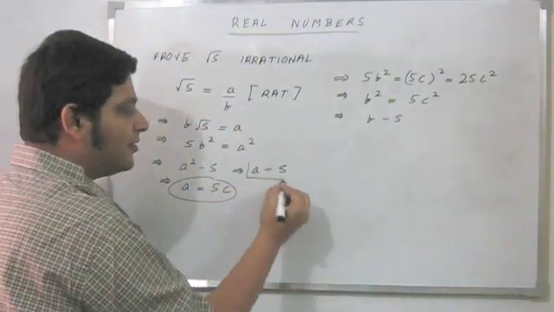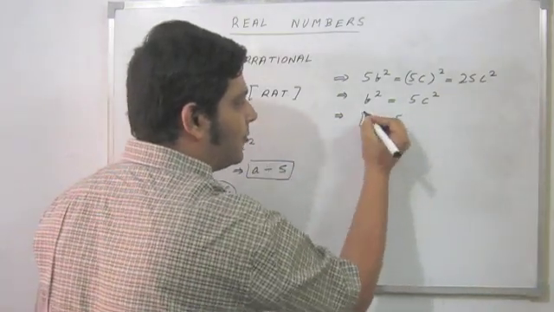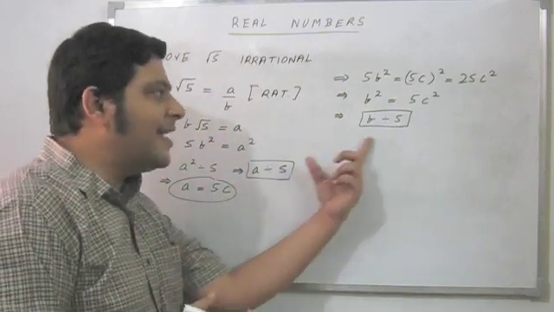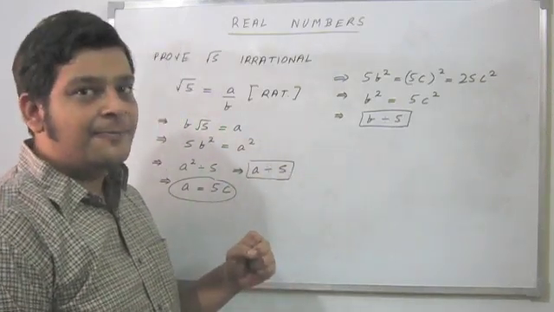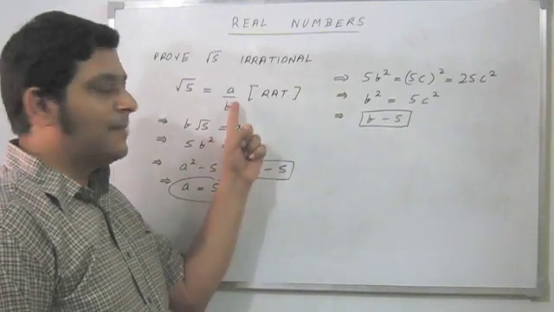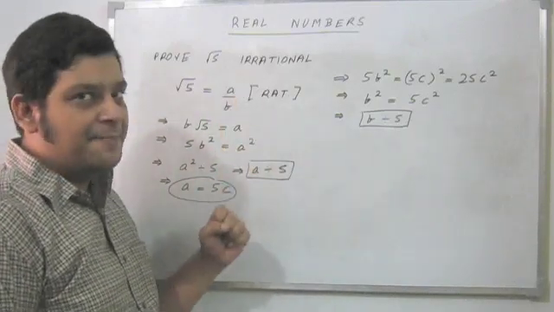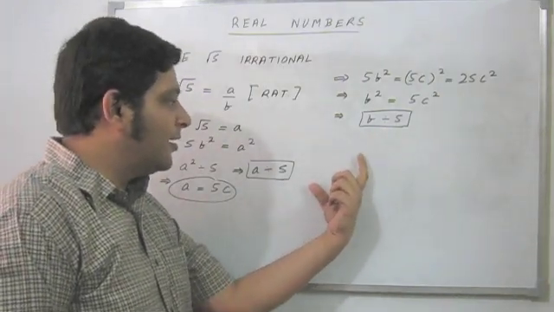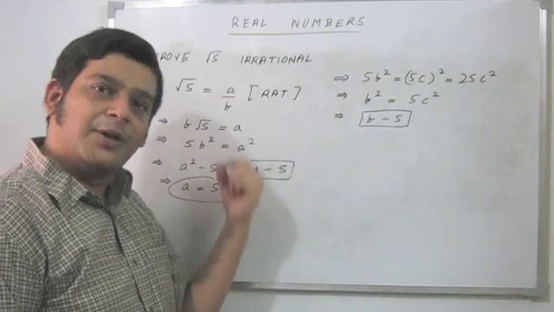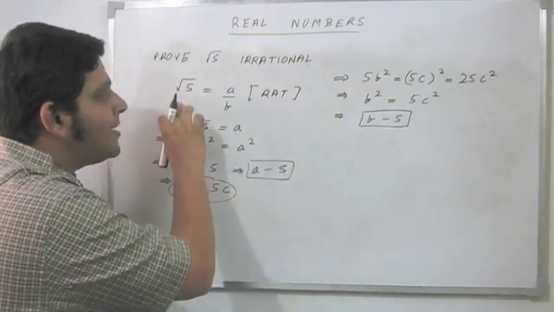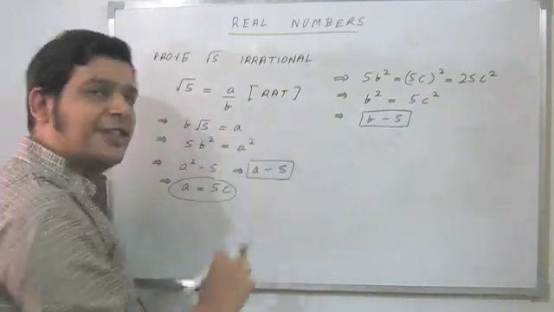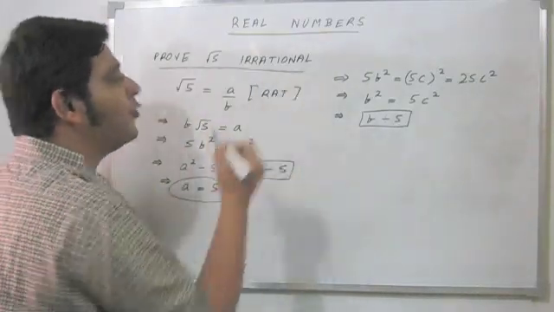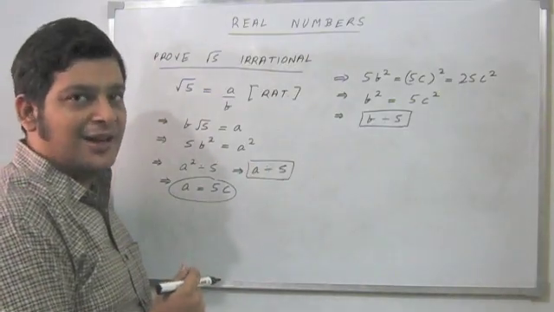I had proved here that a is divisible by 5. I had proved here that b is divisible by 5. And that implies that a and b have a factor of 5 in common. But if you remember, in my assumption I had stated that a and b have nothing in common, and hence this gives me a contradiction for the basic fact. That means my basic assumption that root 5 is a rational number is invalidated, and hence I have proved that root 5 is an irrational number.